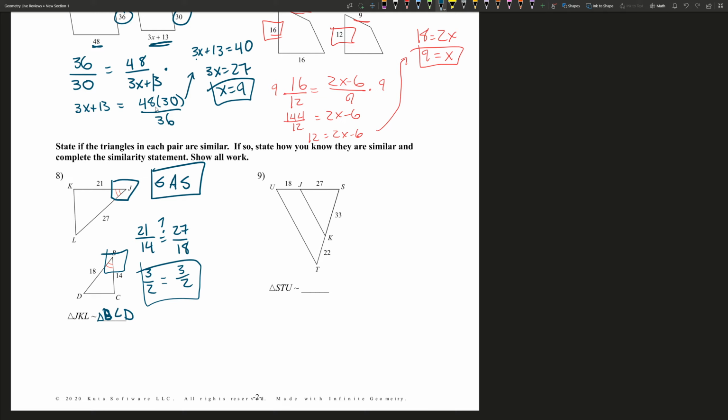So just again, side angle side similarity requires that we have one angle that is congruent in each triangle, and then the two sides on either side of that angle must be proportional. Number 9, we kind of do the same thing. We have a common angle, which is S. So S is in common with this small triangle and then this bigger triangle. All right, so we have one angle, and we need that the two sides are also proportional.